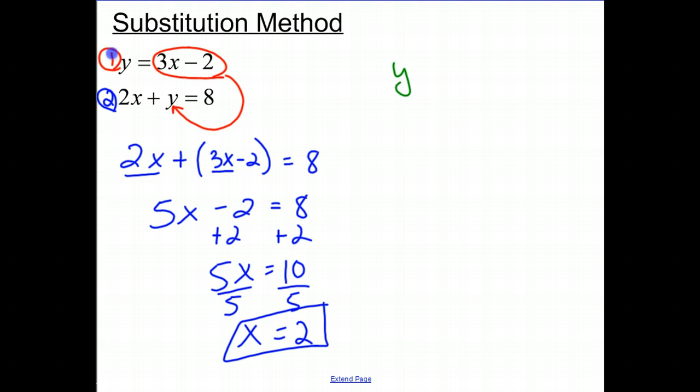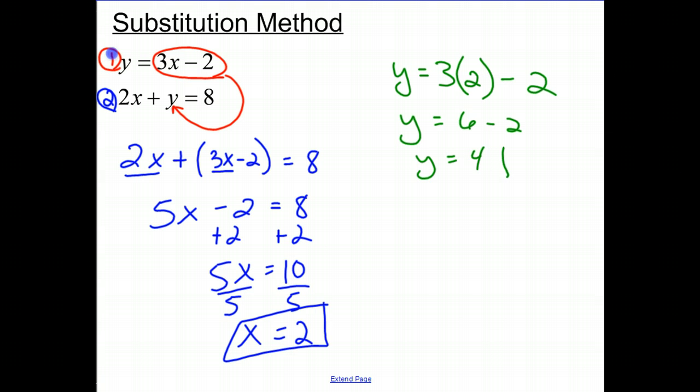So y equals 3 times x, which we know is 2. So replace x with 2. Minus 2. And we simplify. So y equals 6 minus 2, and y equals 4. Now that we have our x and our y value, our answer to the system is the coordinate (2, 4).